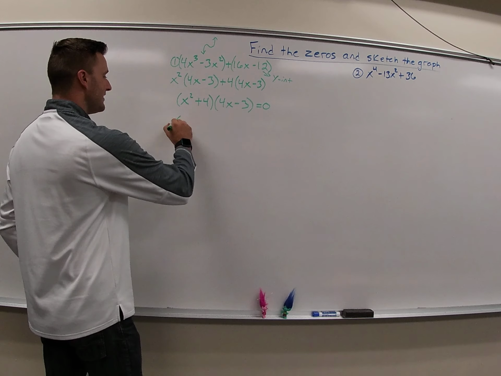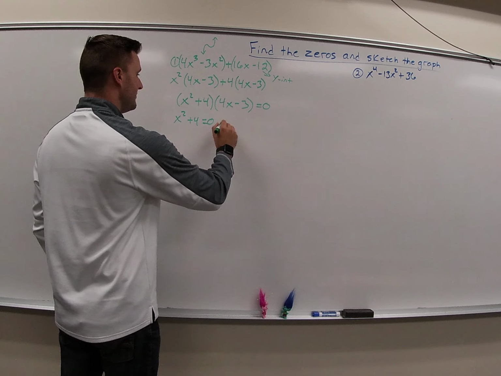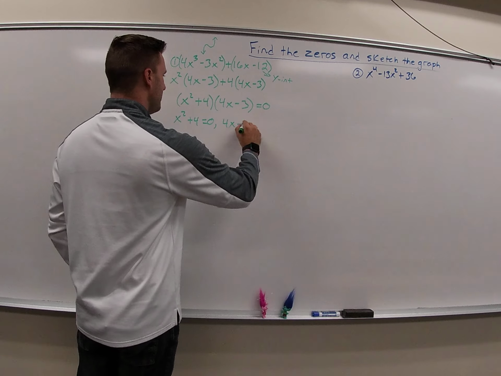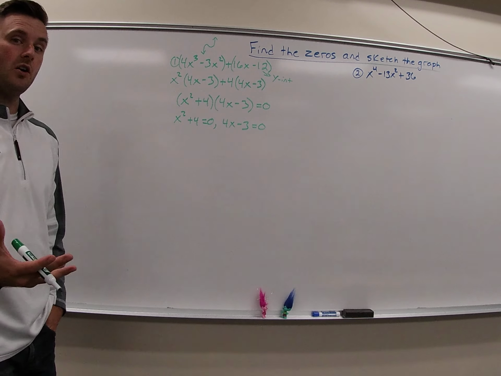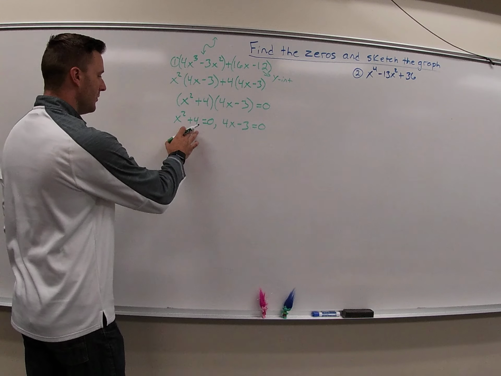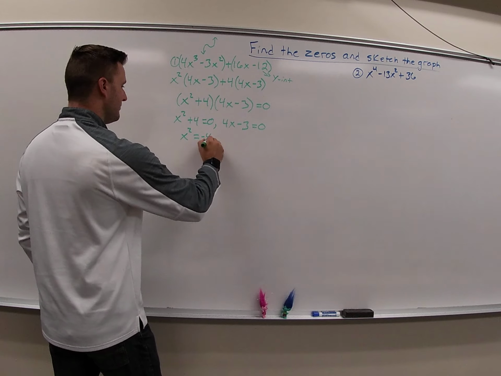But I'm going to take each set of parentheses, so each factor, x squared plus 4, and set it equal to 0 individually. And then 4x minus 3 and set that equal to 0. And then we're going to solve each equation individually. When I solve this, I'm going to subtract 4 from both sides, so I get x squared equals -4.